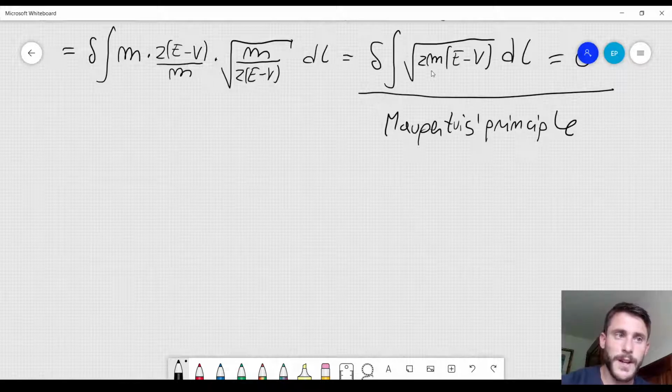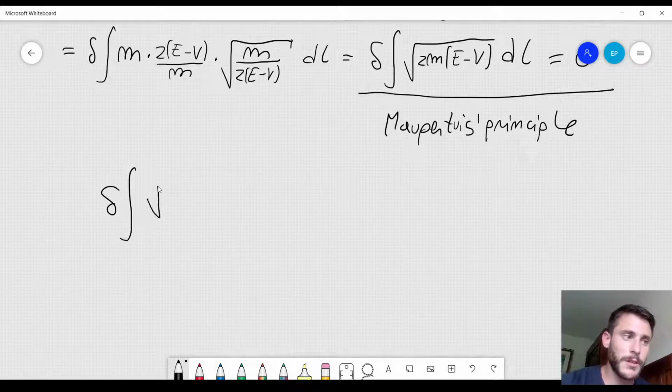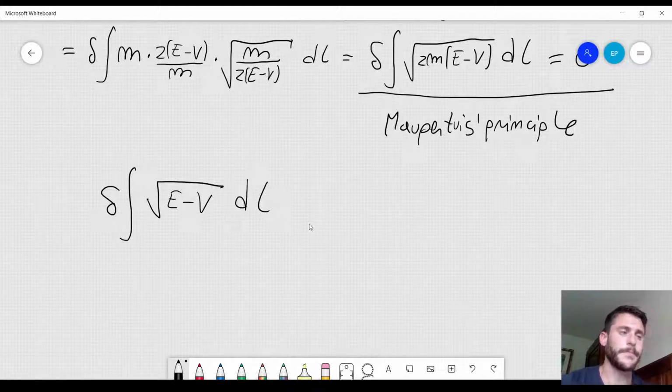get rid of this factor of square root of 2m, because I just want to find the path of the particle. So I can just simply take the variation of this integral here, the integral of the square root of (E minus V) dl, and I have to set this equal to 0.